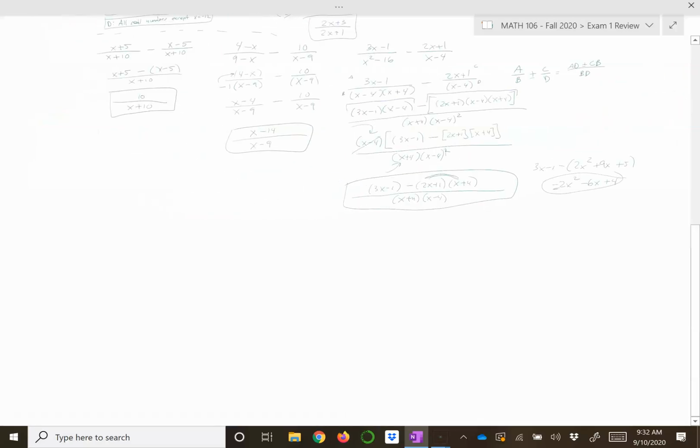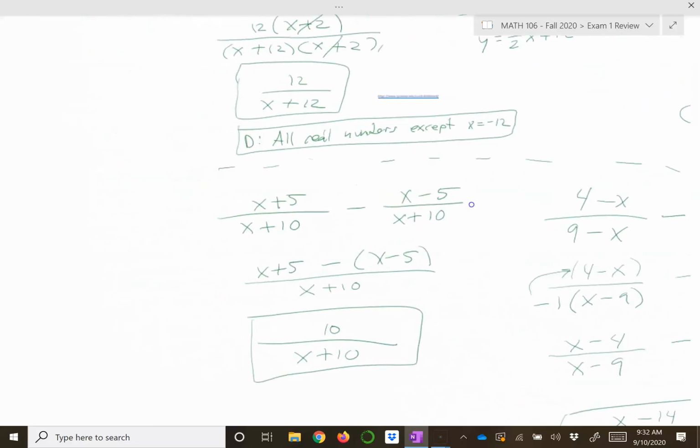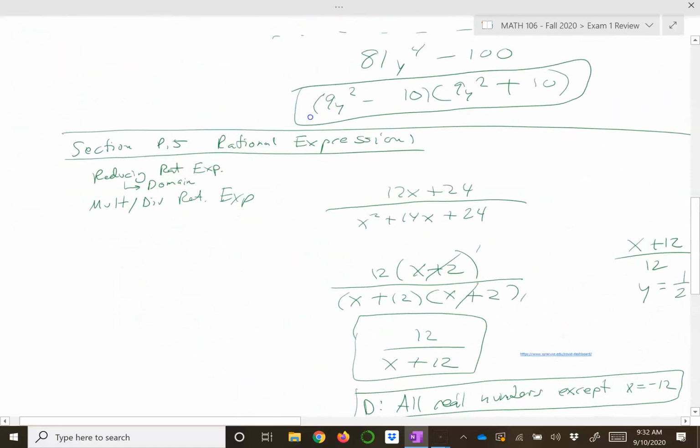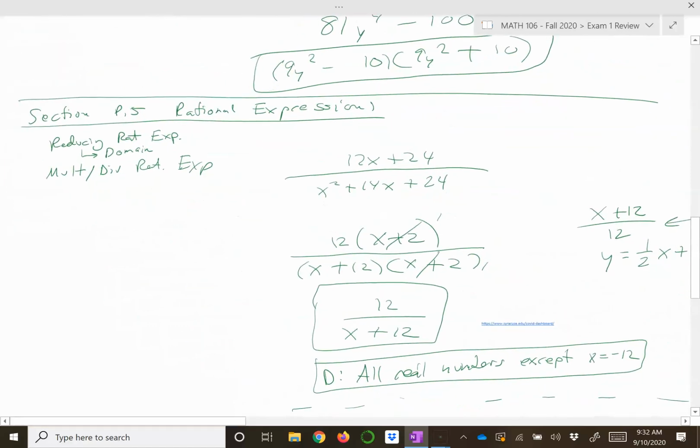All right, so when I look at this section, just make sure there's nothing else. And that's it. So if I go back to my listing of problem types, we just did reducing rational expressions, multiplying, dividing, and then it's adding, subtracting.